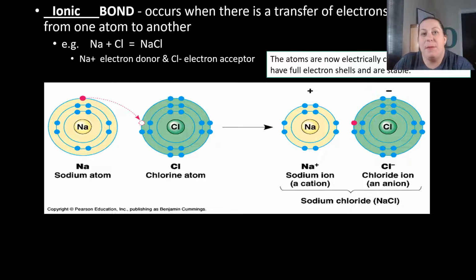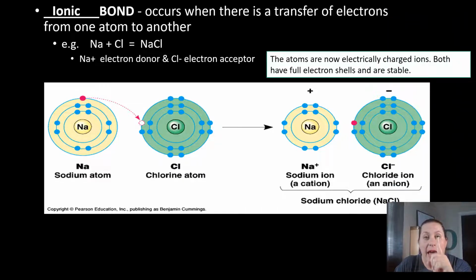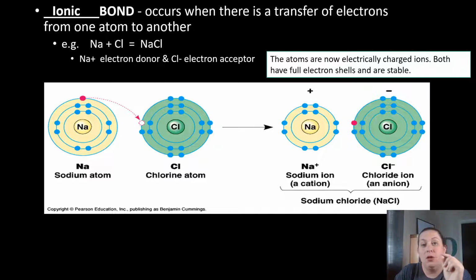One of the best examples of this is table salt, sodium chloride, NaCl. So remember we talked about Na, sodium, has one in its outer shell. Chlorine, on the other hand, has 7 in its outer shell. So chlorine needs only one more to be happy. And sodium, if it gave up its one, it would be happy.